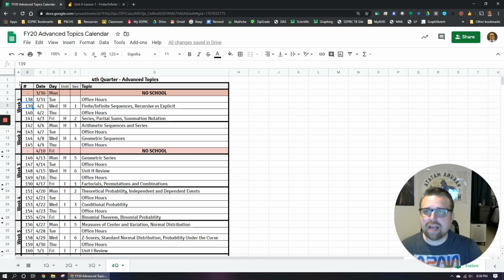Here we have our calendar for fourth quarter. The lesson we're working on today is for a new unit. It's going to be Unit H, and this is the first lesson. It's on finite and infinite sequences, recursive and explicit formulas.